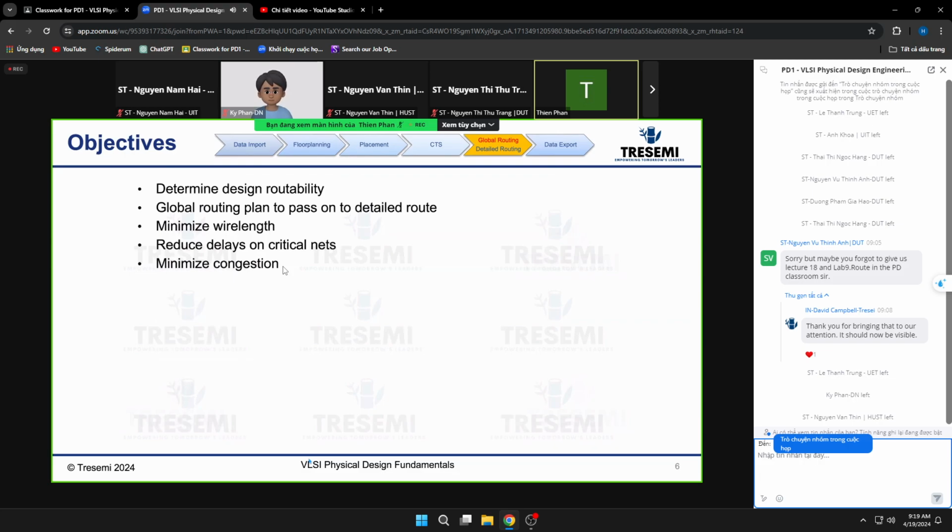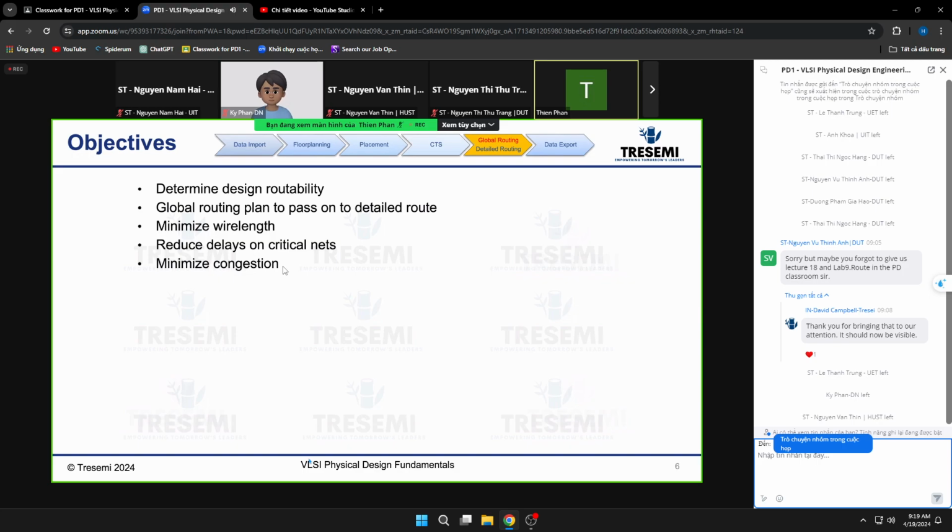So what are the objectives of this global route? I think the most important thing is this is the planning stage for routing. We want to be able to quickly route the design and determine its routability. So how likely is it that we can route this design? That's the key objective for this step.